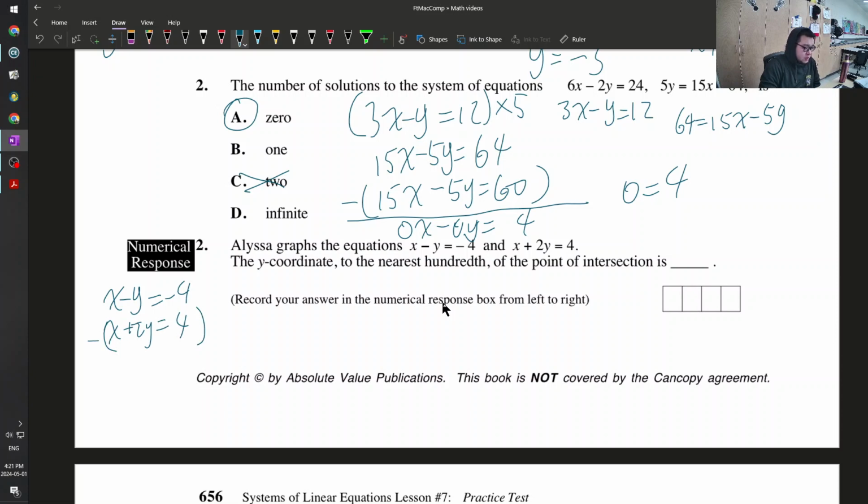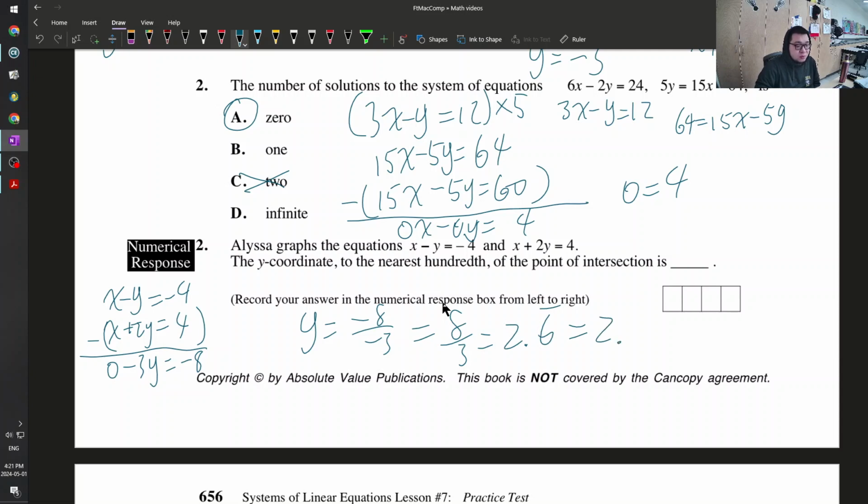Let's subtract these. x minus x is 0. Negative y minus 2y is negative 3y. Negative 4 minus 4 is negative 8. So we divide both sides by negative 3. We have y is equal to negative 8 over negative 3, which is 8 over 3, which is equal to 2.6 repeating, which is equal to 2.67, since they want us to round it to the nearest hundredth. And we don't care about x because we only care about y. 2.67.